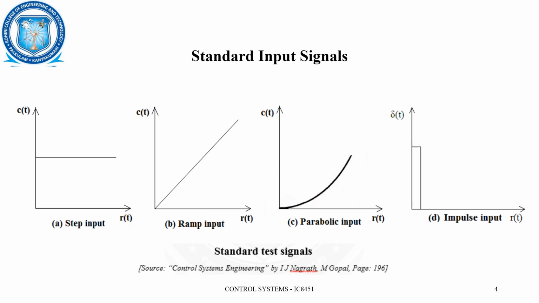You can see the step signal is a constant value, the ramp signal is linearly increasing with respect to time, and the parabolic signal increases in the shape of a parabola, that is in terms of square. And for the impulse signal, at t equal to 0 it has a very large magnitude, and after that its value is equal to 0. This is what is called the impulse signal.